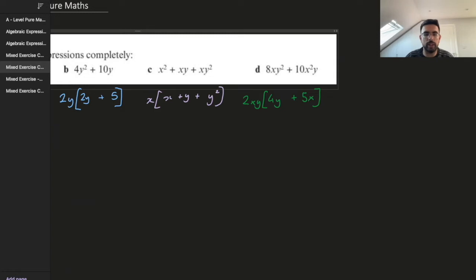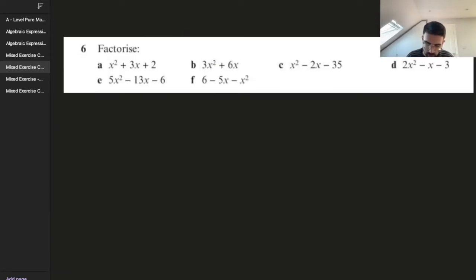Let's move on to question number 6. So for part A, here we're going to have to use some of our factorizing tricks. What I like to do here is write out my two factors, and I know that I'm looking for two numbers that multiply to make plus 2 and add to make 3x. So it's going to be plus 2 and plus 1.